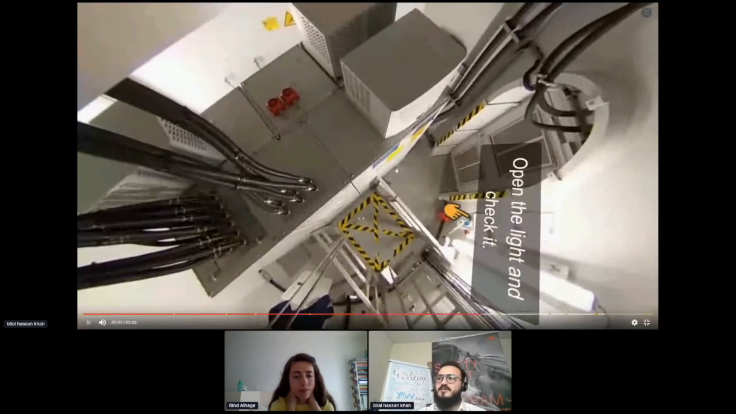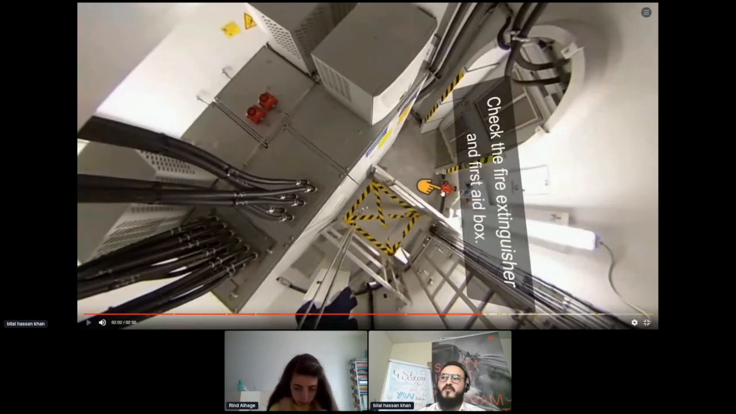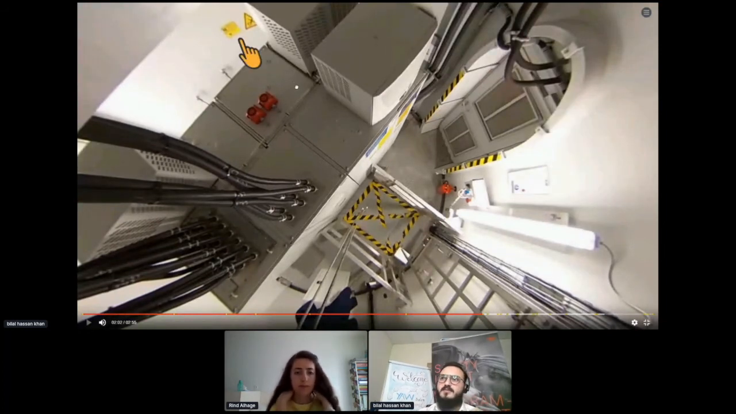Okay, first, when you enter the turbine, please turn on the light, and then you have to check the fire extinguisher system. After checking the fire extinguisher system, please lock the door. And the best thing about this door is that it can only be opened without a key from inside the turbine. If you're coming from outside, there is no option to open the door without a key. From inside, it can open easily.